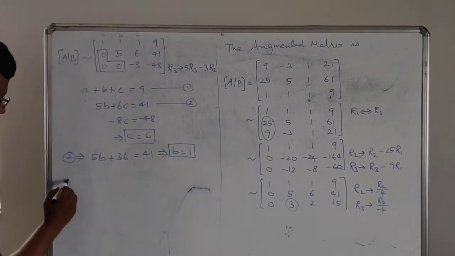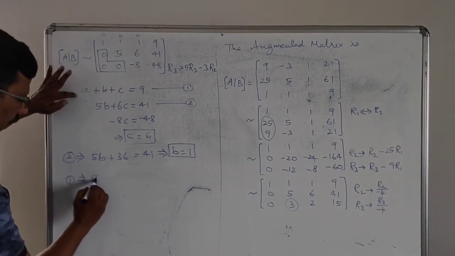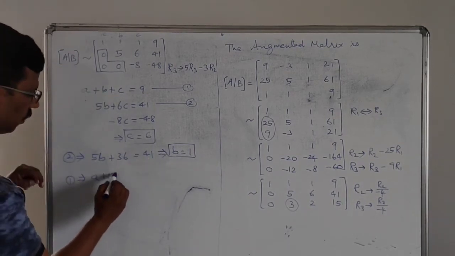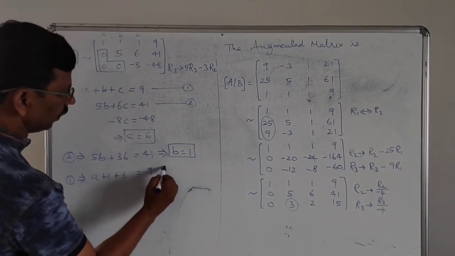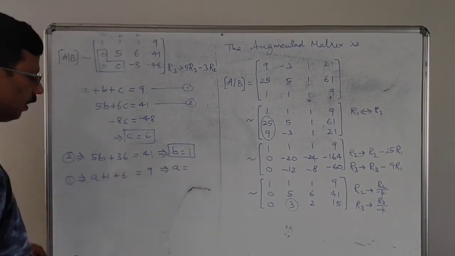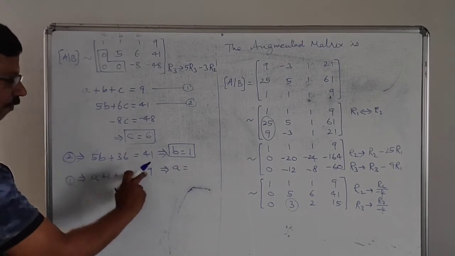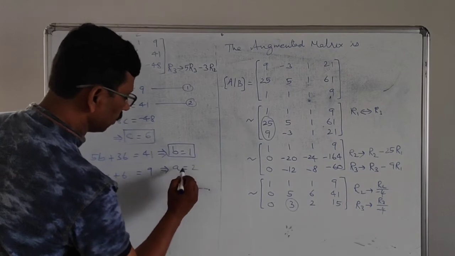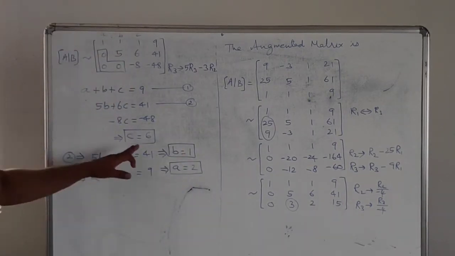Then similarly equation number 1 implies we are going to replace these values in equation number 1. A value you have to find, therefore you can write A plus what is B value? 1. Then what is C value? 6 plus 6 equal to 9. Now from this the value of A we can obtain as 1 plus 6, 7. If 7 goes that side, 9 minus 7, so A equal to 2 you can get.